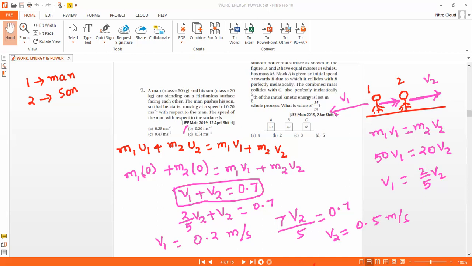That means in this chapter, they may combine the work and energy problems with the collision.